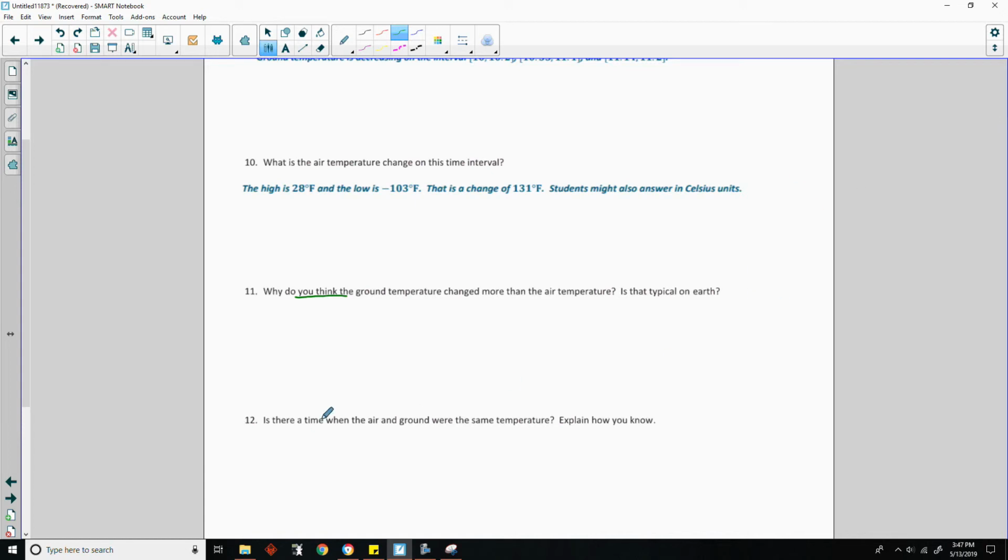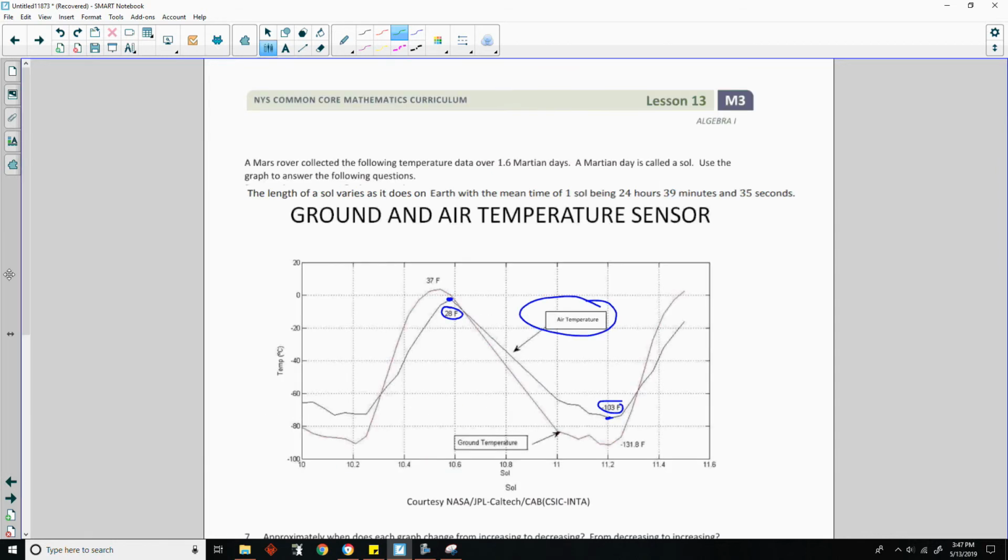Number 12, is there a time when the air and ground were the same temperature? Okay, well that would be where our two lines would intersect, isn't it? So where was the ground and air temperature the same? Let me use something bright like red. All right, so they intersected right here. So at 10.3 sols, the air and the ground were both negative 60 degrees Celsius.